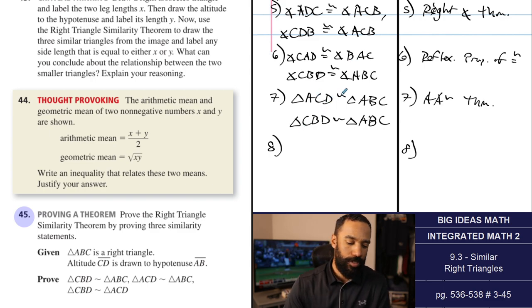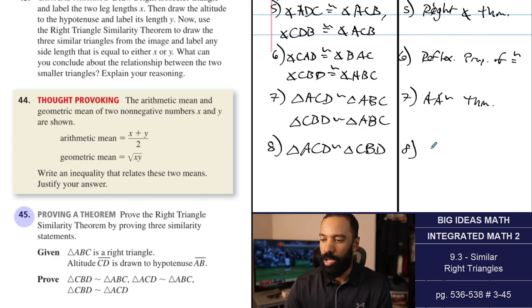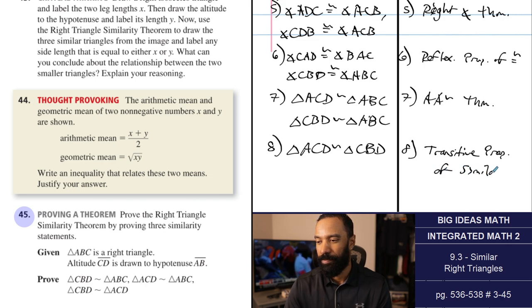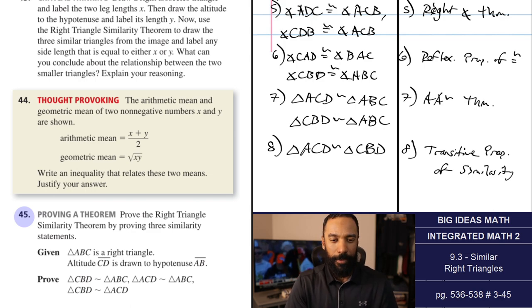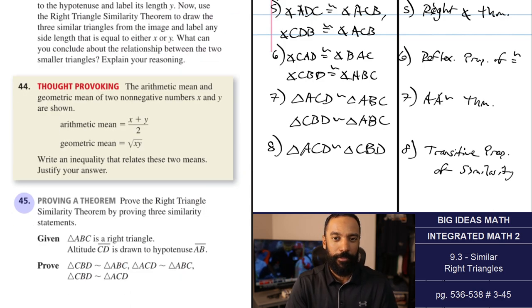So, transitive property of similarity. I don't think that's the name, but two triangles similar to the same triangle are similar to each other. All right, guys. I am going to finish on that one there. That was the last problem, number 45.